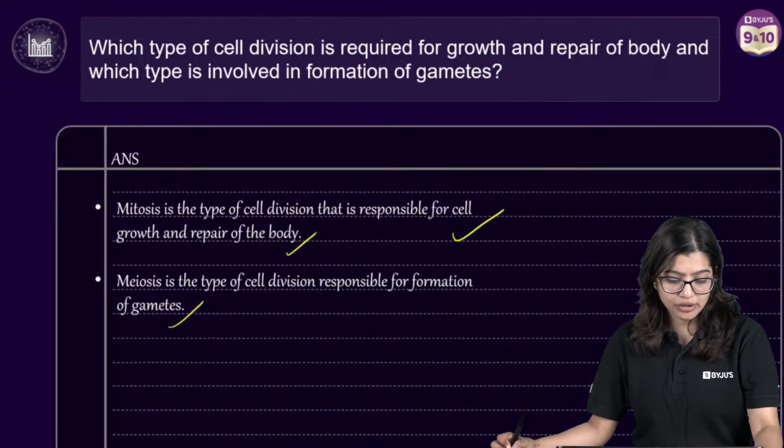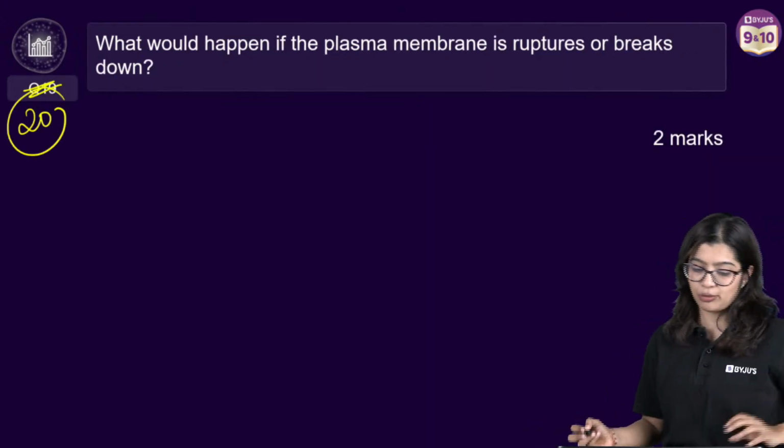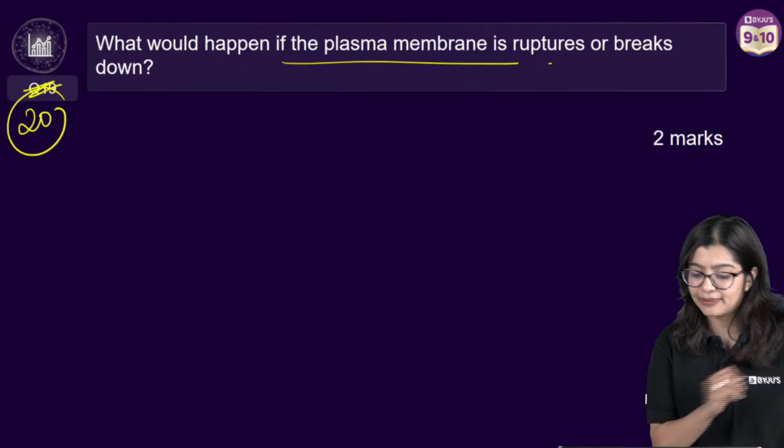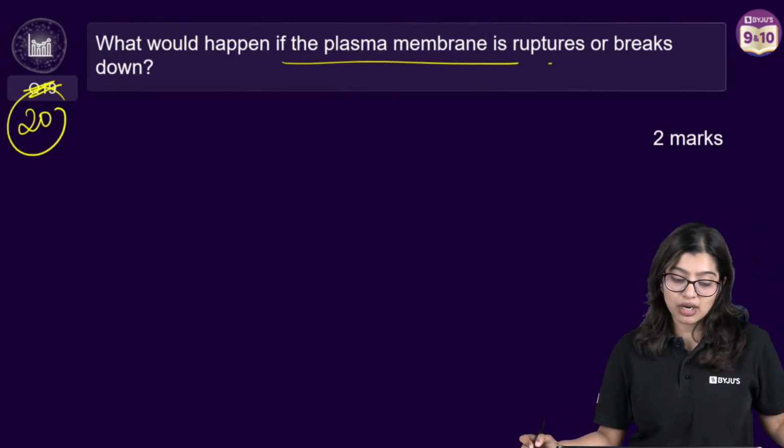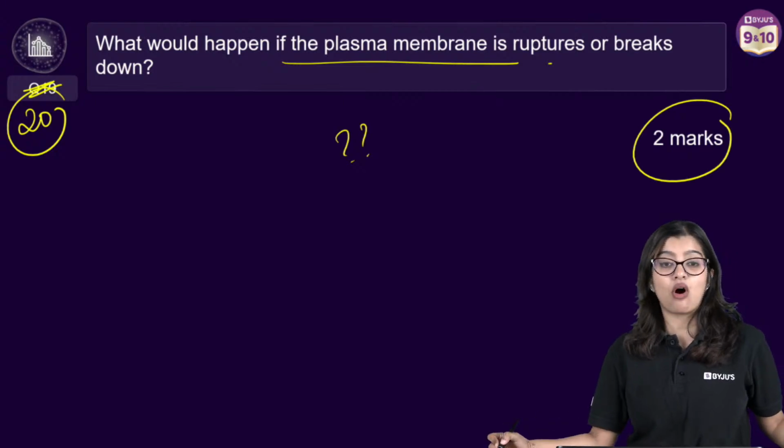Now quickly moving on to question number 20, right? We will move on to question number 20, where: what would happen if the plasma membrane ruptures or breaks down? What would happen if the plasma membrane ruptures or breaks down?